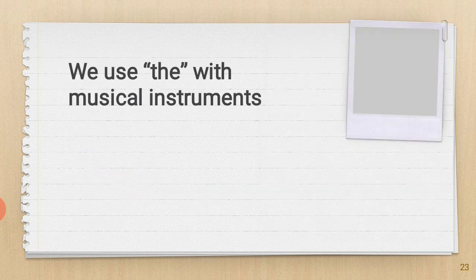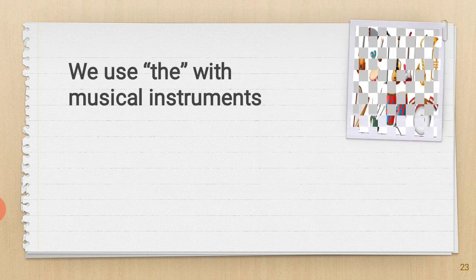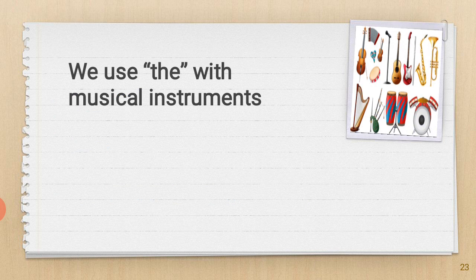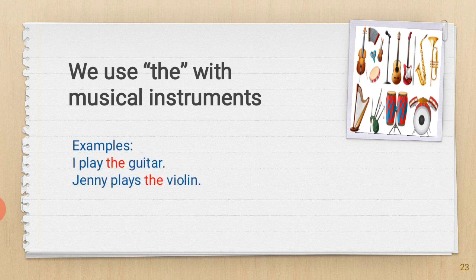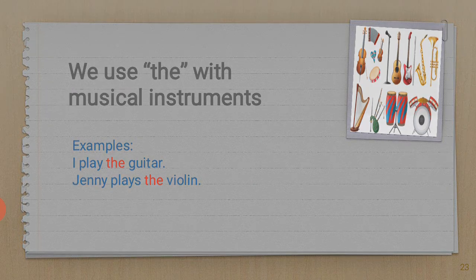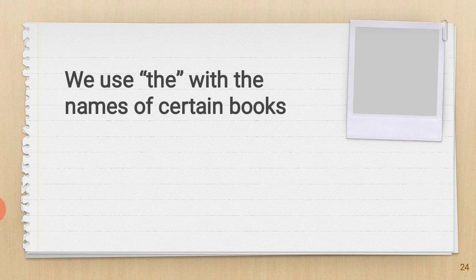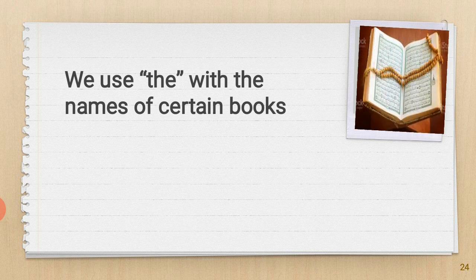Okay, children. Another rule is we use the with the musical instruments. Examples are: I play the guitar, Jenny plays the violin. We use the with the names of certain books, like the Holy Quran. We use the with the names of certain books also.